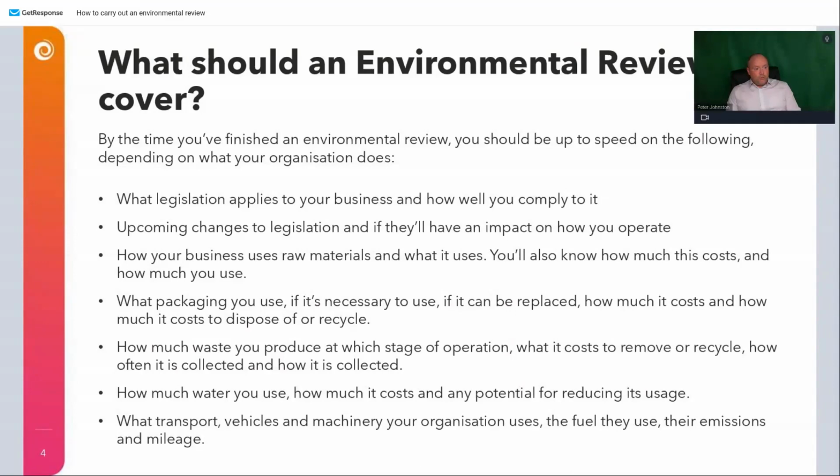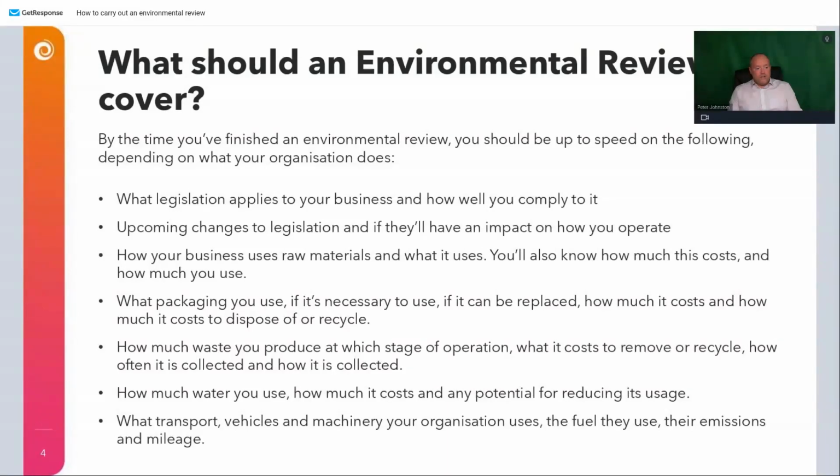So some of the things that you should be considering: what legislation applies to your business? When I work with clients, we regularly talk about what legislation applies to their business, especially from an environmental point of view. Most people are not aware of what legislation. So the first thing to understand is what is out there, what legislation applies to your business, and how well do you currently comply with it.